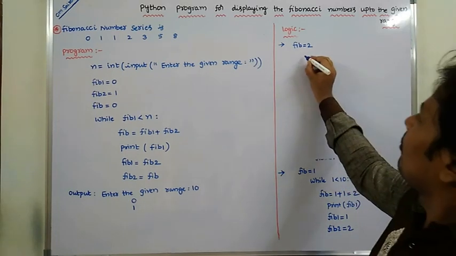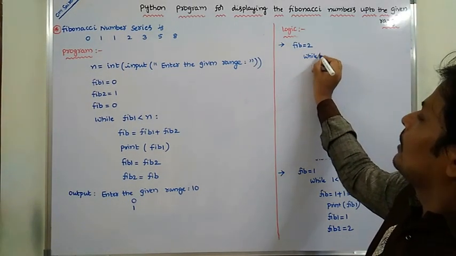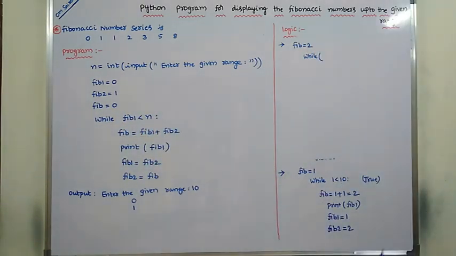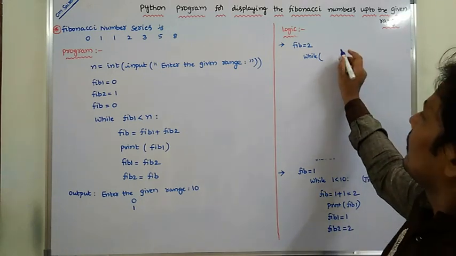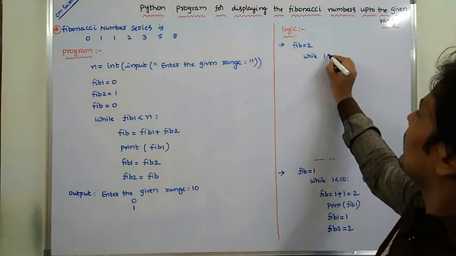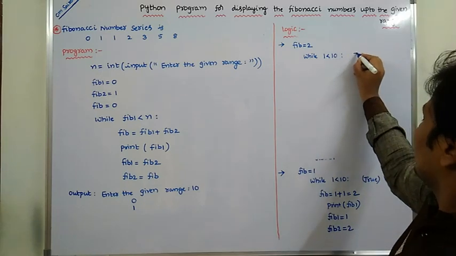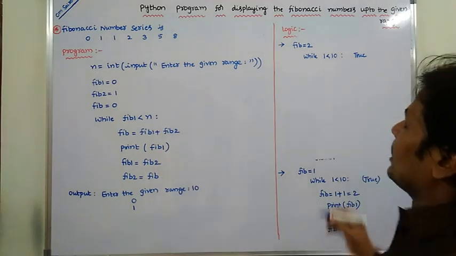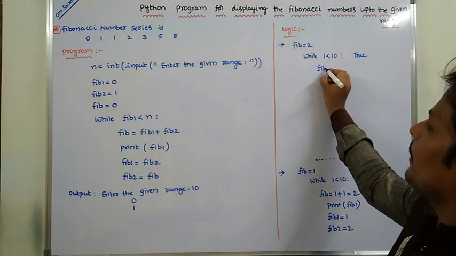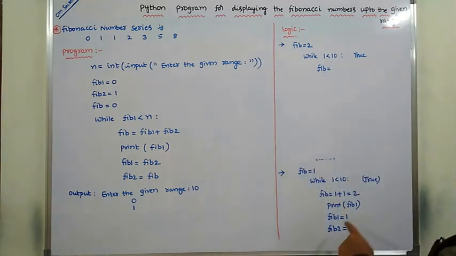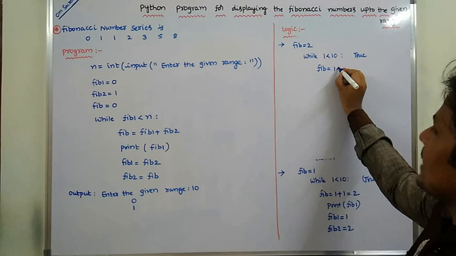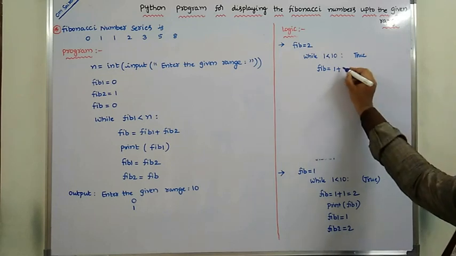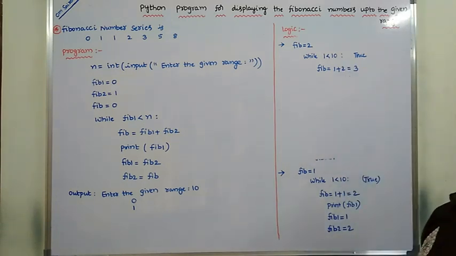Okay, next, while. The control goes with Fib equal to 2. Next, Fib1. What Fib1 value are we getting? That is 1. 1 less than 10, so the condition is true. Then go to the statements within the body of the loop. So Fib is equal to Fib1 plus Fib2. Fib1 value is 1 plus Fib2 value, from the previous step, is 2. So 1 plus 2 is equal to 3.